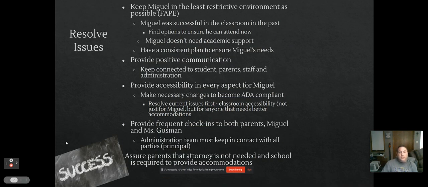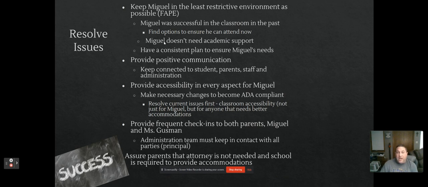How to resolve these issues? Keep Miguel in the least restrictive environment as possible. Miguel was successful in the classroom in the past, and that's something that needs to be remembered. And we need to find options to ensure that this success continues. Miguel doesn't need academic support. He's successful in that. So we need to have a consistent plan to ensure Miguel's needs are met.